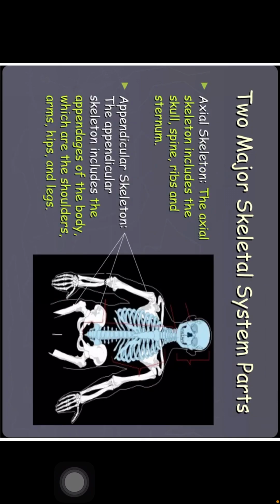And also we have 2 major skeletal system parts. First is the axial skeleton and second is the appendicular skeleton. The axial skeleton includes the skull, spine, ribs, and sternum. The appendicular skeleton includes the appendages of the body, which are the shoulders, our arms, hips, and legs. You can see it in the picture.